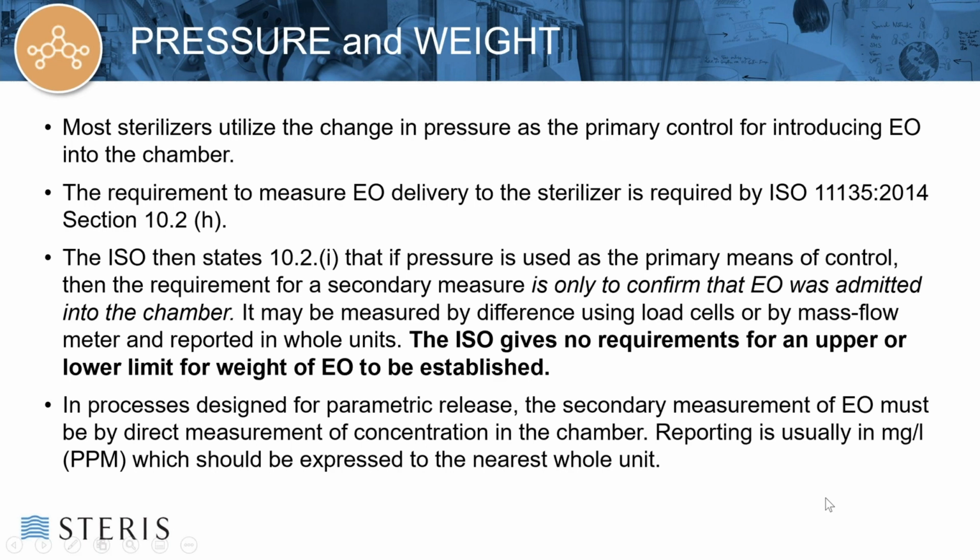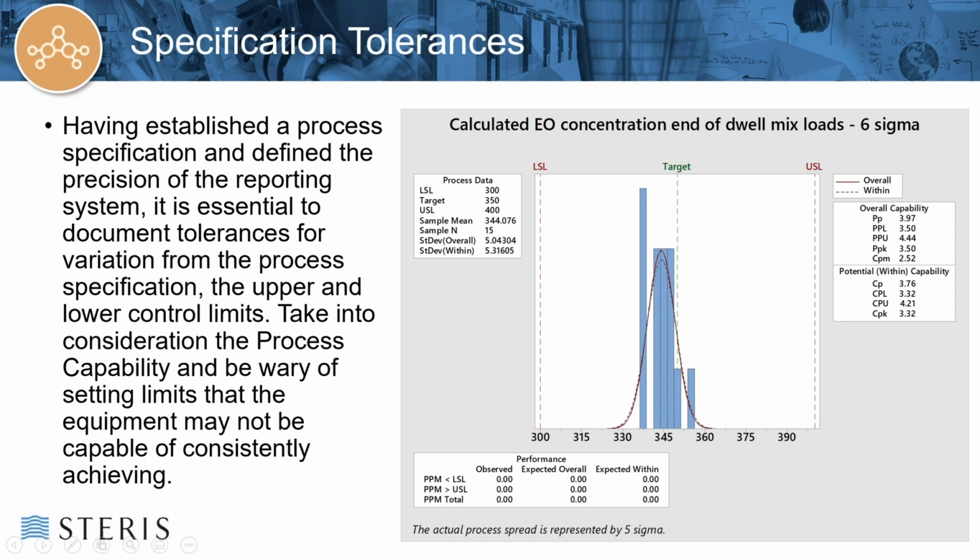Okay. Specification tolerances. When you start setting specification tolerances, a lot of companies like to take into consideration process capability, but you want to be wary of setting limits that the equipment may not be capable of consistently achieving. So if you have someone who knows how to do capability analysis, then this is a really good tool.